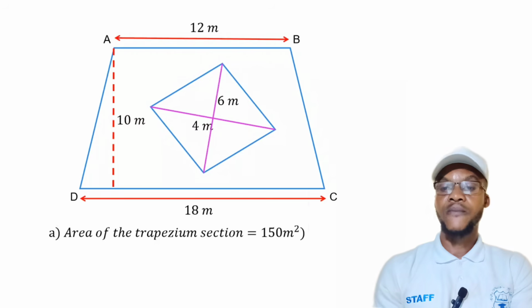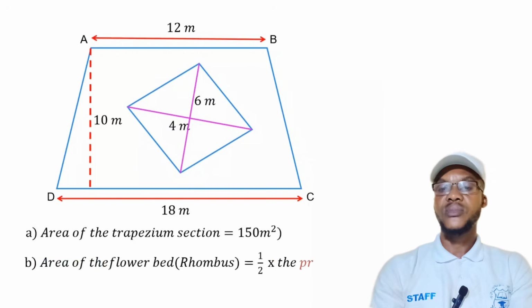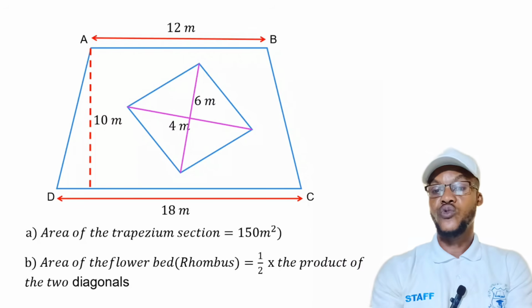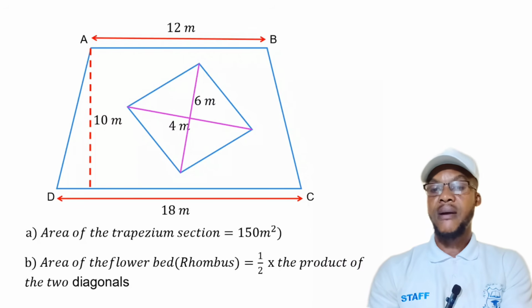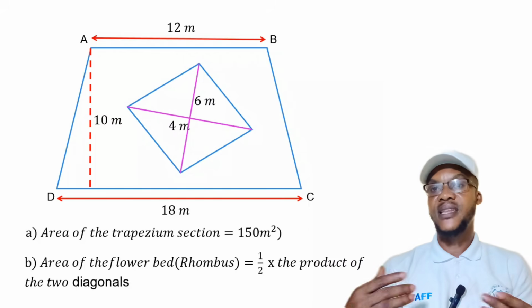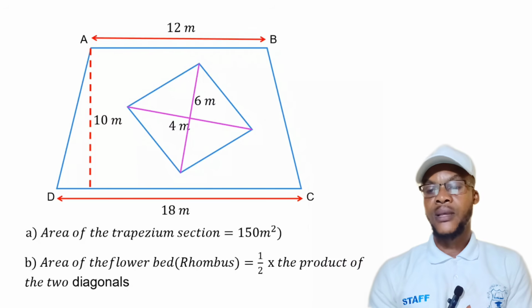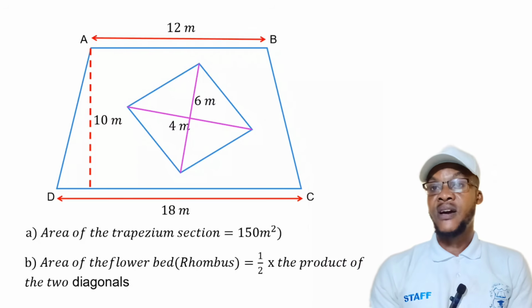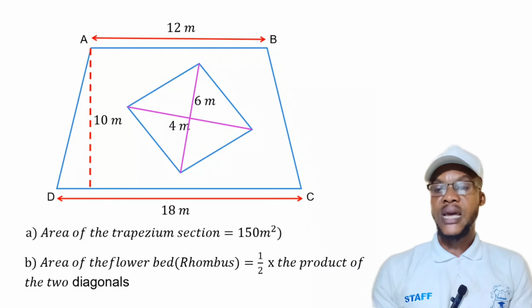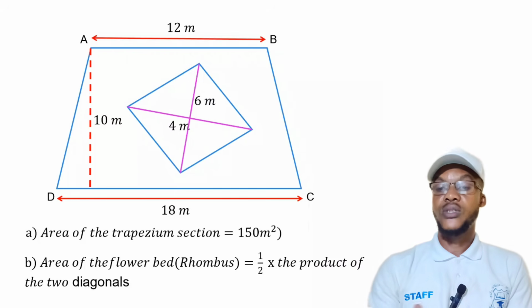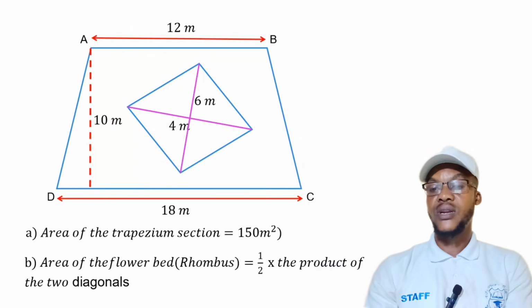The next question is also asking us to find the area of the flower bed. We also know that the flower bed is the rhombus. So how do we find the area of a rhombus? It's also just multiplying half by the product of the two diagonals. Before you find the area of a rhombus, you need to know the diagonals. And once you know the diagonals, then finding the area becomes easy. So you just multiply half by the two diagonals, and then you are good to go.